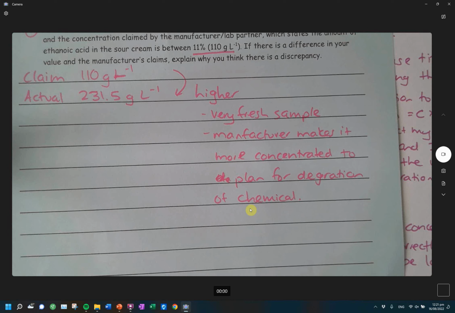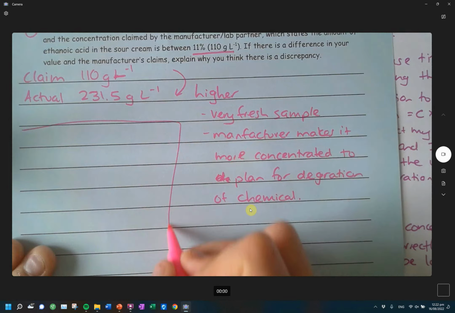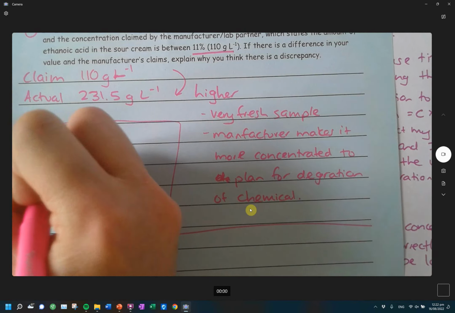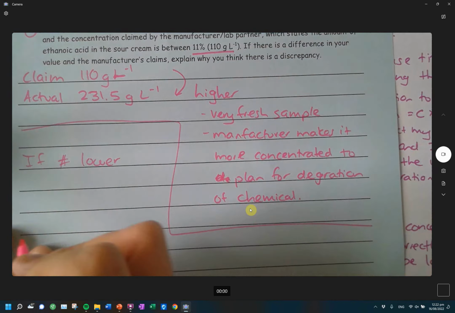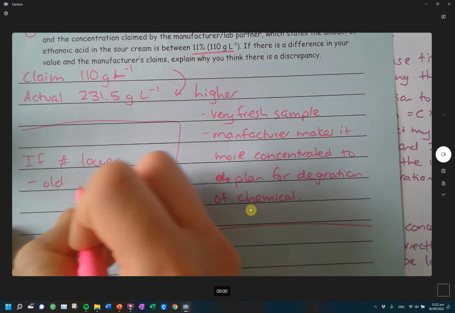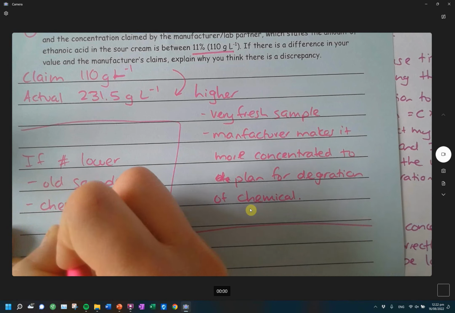If it was too low, why could it be too low? Degraded. It's old. It's an old solution, so we need to toss it out. So I'll just write it as an if. If the number is lower, you'd be writing about how it's an old sample and that the chemical has degraded.